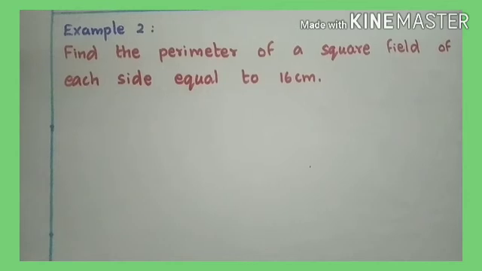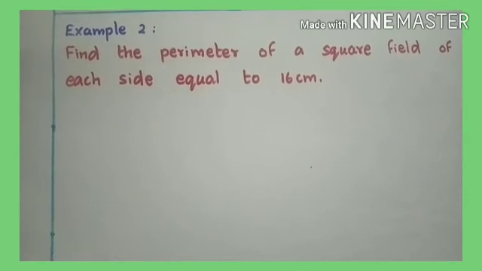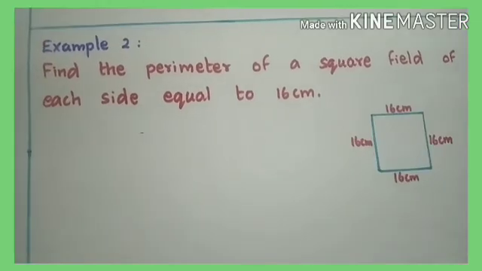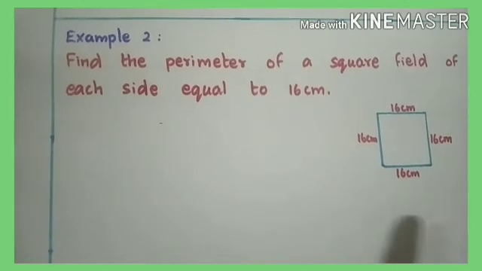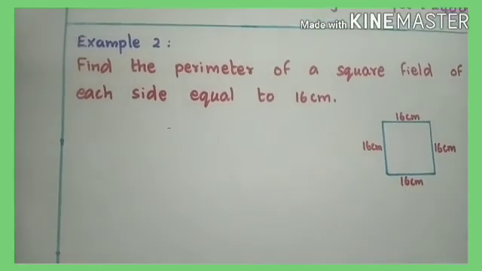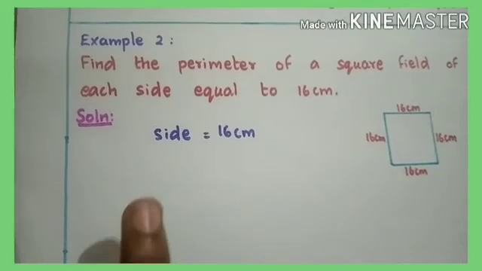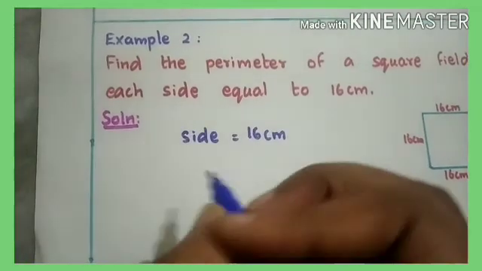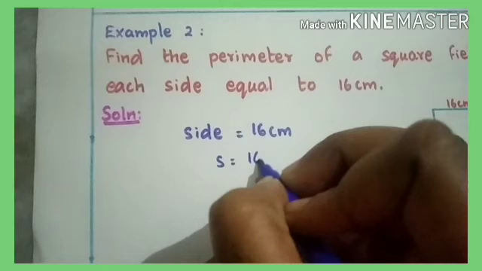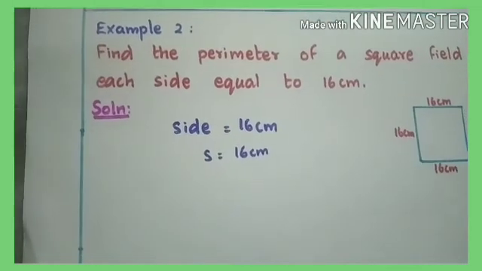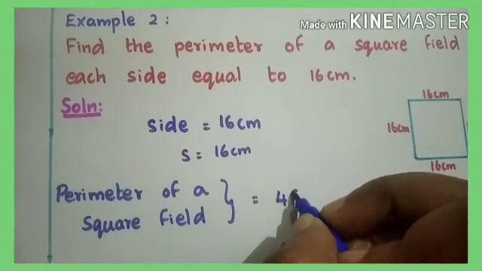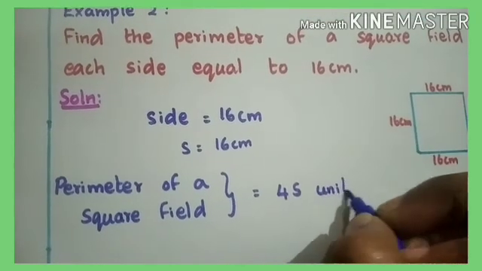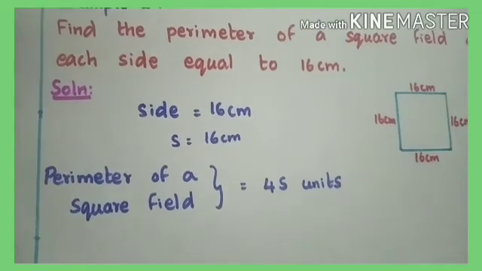Example 2. Find the perimeter of a square field of each side equal to 16 centimeter. In this sum, side is given. Here we have to find the perimeter of a square. What is given in this sum? Side is equal to 16 centimeter. That is, S is equal to 16 centimeter. Here we have to find the perimeter of a square field. Perimeter of a square field is equal to 4 into S units.